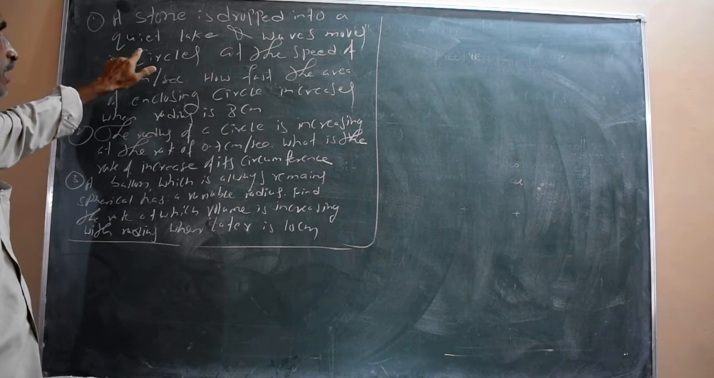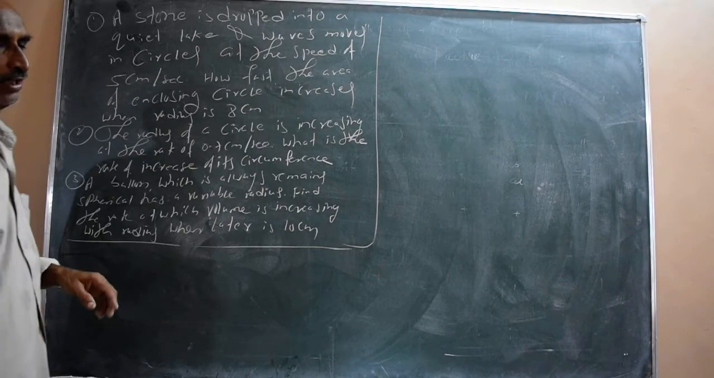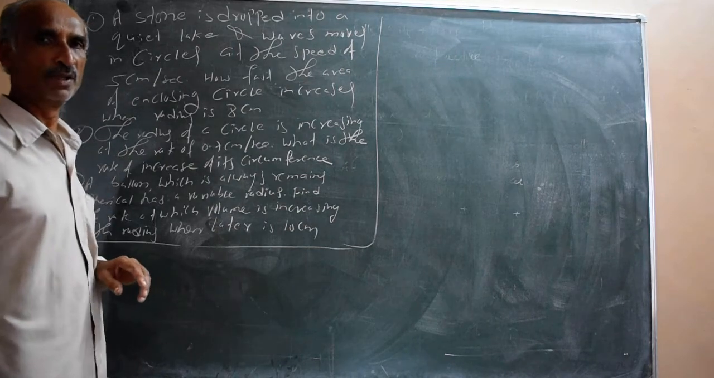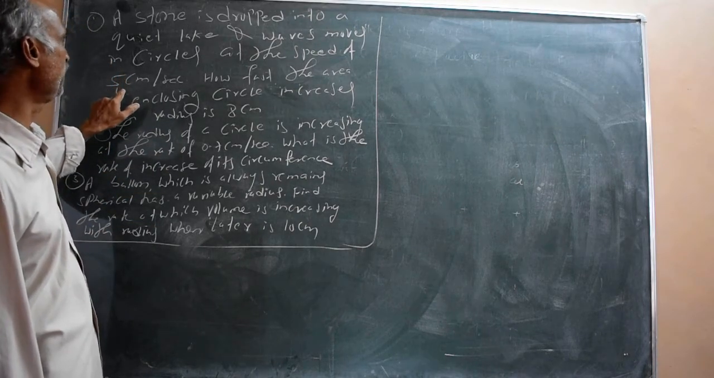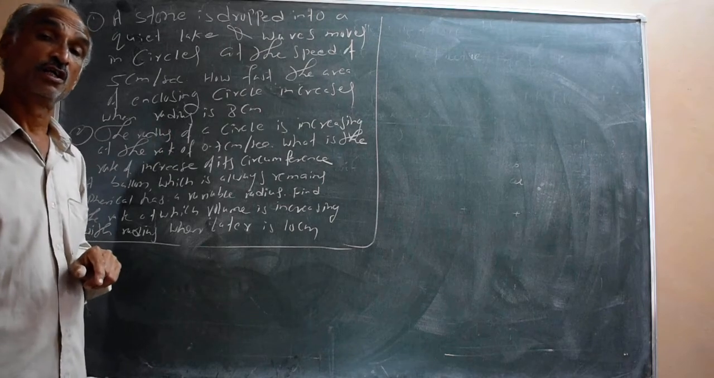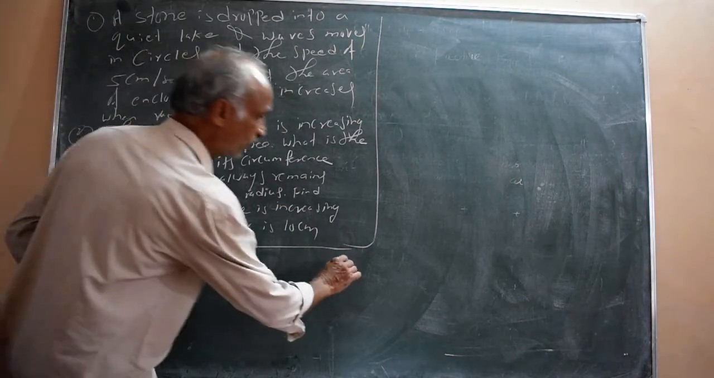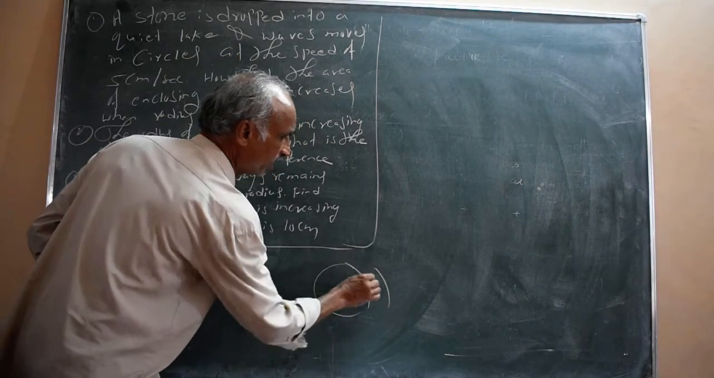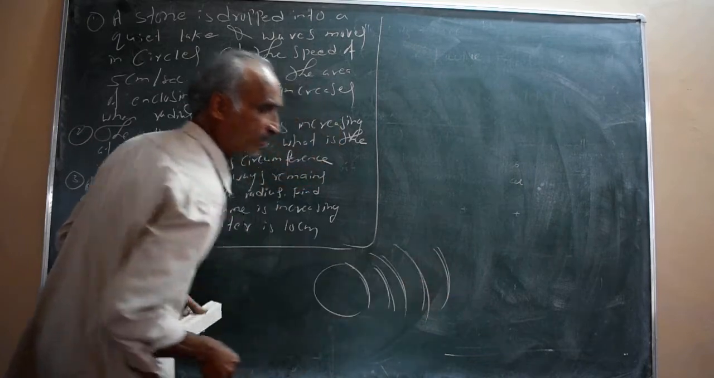That's the quiet lake. And waves move in circles, you know that's called ripples. Waves move in circles at the speed of 5 centimeter per second. What do you mean by waves moving at the rate of 5 centimeter per second? You can see the waves, no? It's the circles, and this is moving at the rate of 5 centimeter per second.